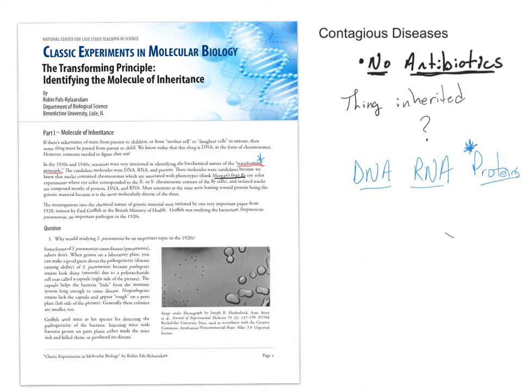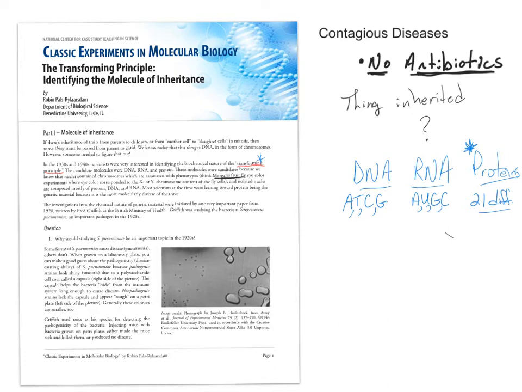Proteins are much more varied. There are 21 different amino acids found in a cell. RNA, there's only 4. It's either A, U, C, or G. Those are the only options you have for RNA. And with DNA, you only have A, T, C, or G. So with RNA and DNA, you only have 4 different options. With proteins, you have 21 different options.